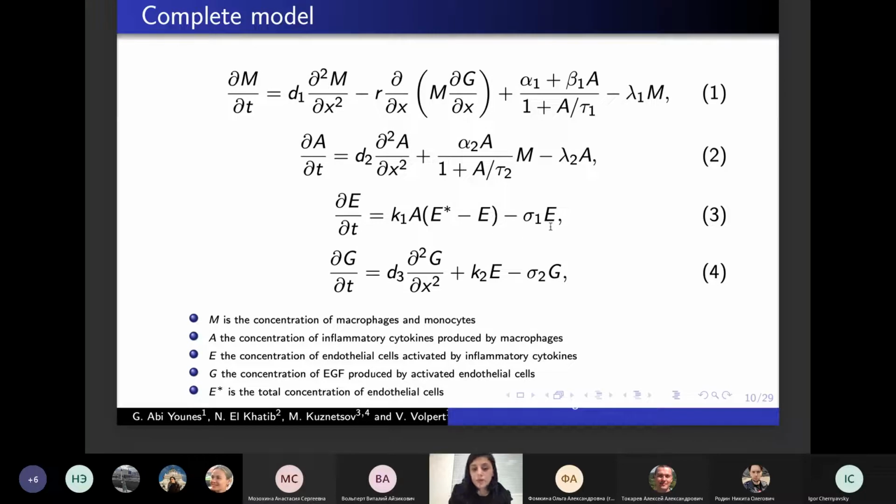And this term models the deactivation of endothelial cells. And finally, the second right-hand side term, this is for the production of EGF by endothelial cells.